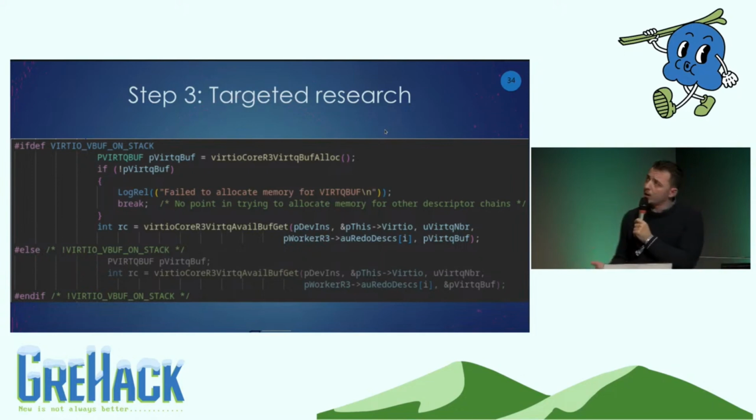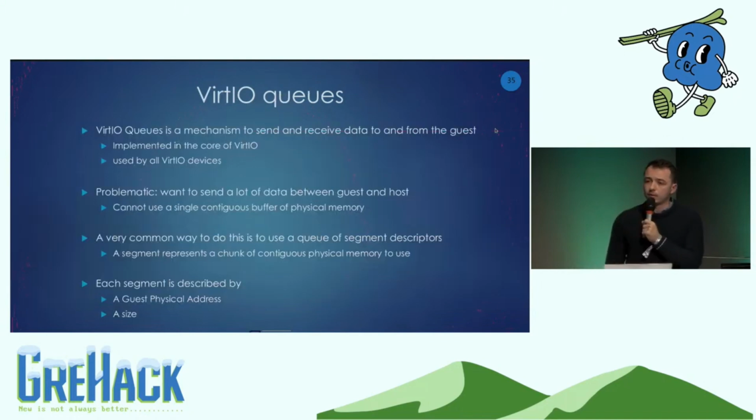But what's even weirder is that in this specific part of the code, when this macro is true, it will allocate it in the heap using this function. If it's not, it will also allocate it in the heap. So, okay, this is really weird. I want to look at that. And that actually is the implementation of the Virtio queues. Virtio queues are a part of the Virtio specification in the core.